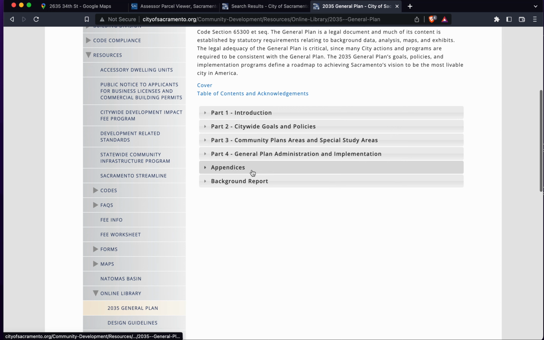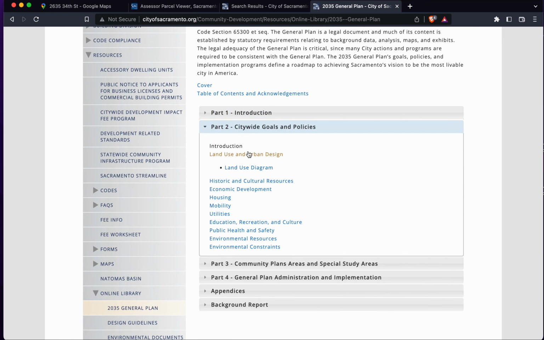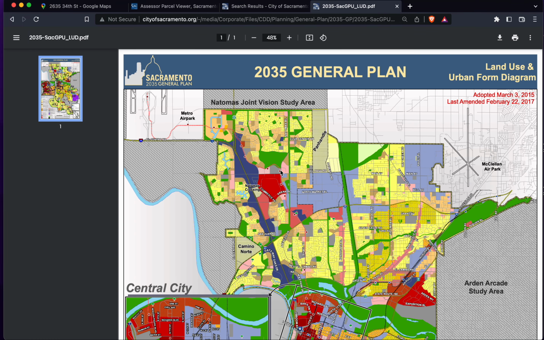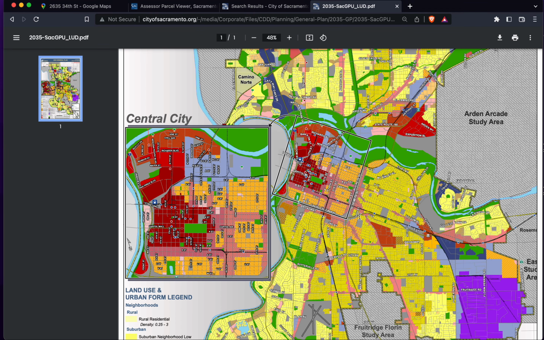Under the general plan, you can look at part one, which is just the introduction, and part two, the land use diagram. I think we should be looking at the land use diagram. It should show us a map, and in this map we should be able to see if we are part of any special districts by using the color code.